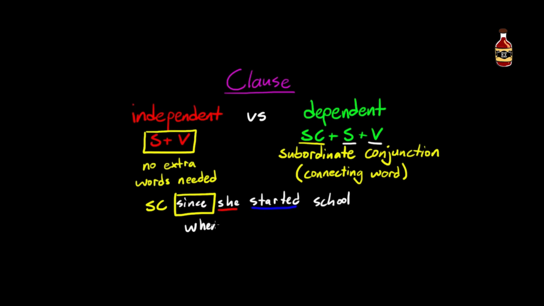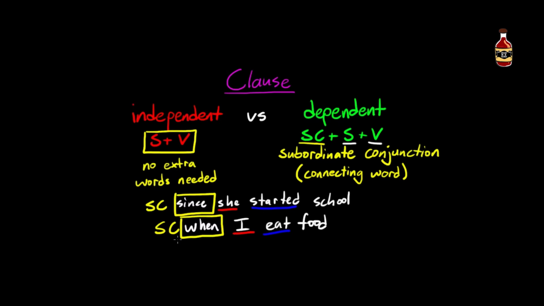Here's another one. When I eat food. Here we have our subject, I, our verb, eat. So we know it's a clause. We have our subject and verb. But once again, there's our subordinate conjunction, when. When is the connector. We're looking for something to complete this thought. What happens when I eat food? Because the when is there, we have to complete the thought with an independent clause.